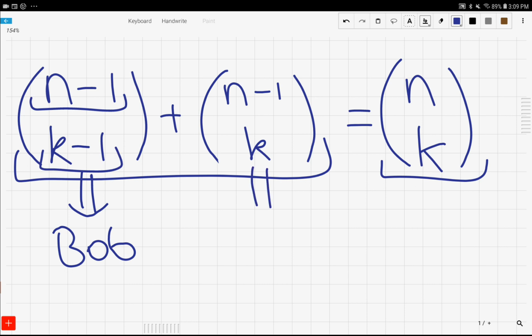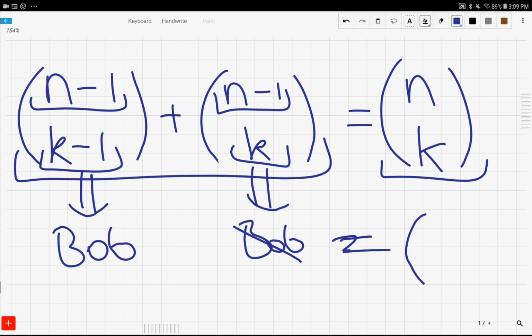This one counts the number of ways to not have Bob on the committee. So, again, there's n minus 1 people to choose from because we can't choose Bob, and we're choosing k people from those n minus 1 people. So when we add these together, Bob and not Bob, we get the number of ways to choose a committee, n choose k.